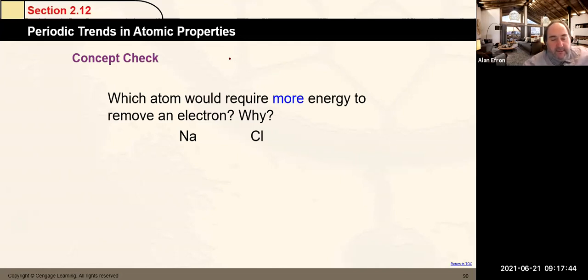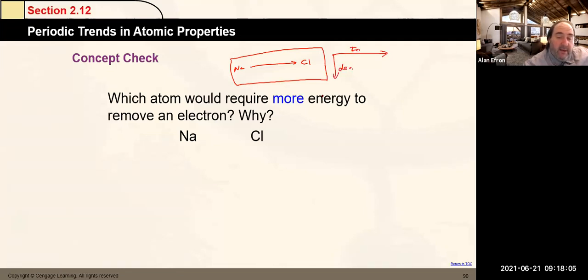So if you just think about the general trend on a very badly drawn periodic table, sodium and chlorine are really in the same period on the periodic table, not group, but period. And we see that chlorine is further to the right. And remember, ionization energy increases as we go this way and decreases as we go that way, which means chlorine should require more energy to remove an electron than sodium.